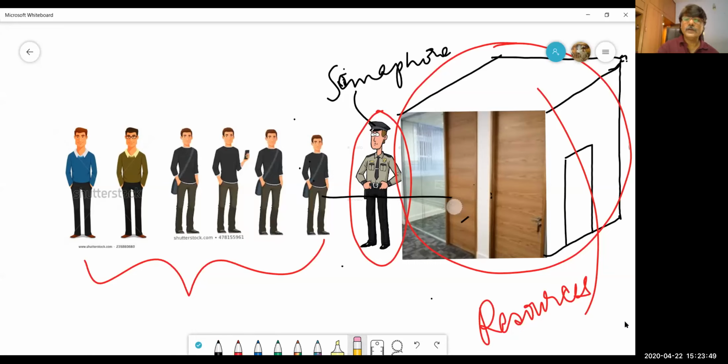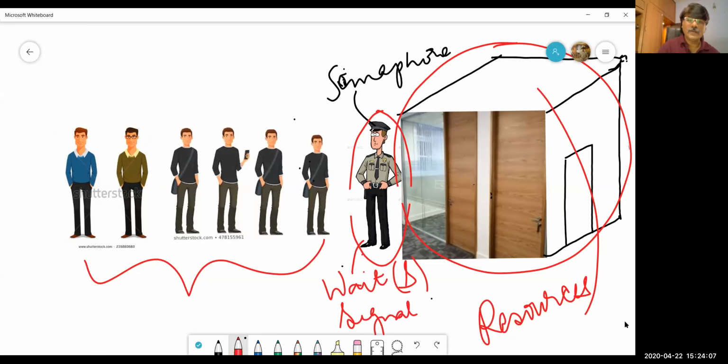Now what the users who want to use the resources have to do is use the wait and signal operations of the semaphore. And as you know, semaphore variable s is equal to 1 if the resource is free. Semaphore variable s is equal to 0 when the resource is busy.